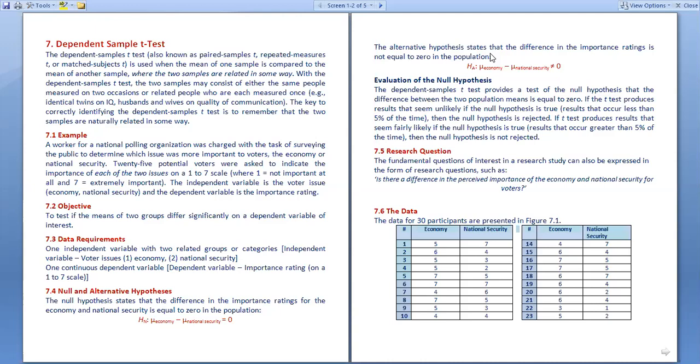A worker for a national polling organization was charged with the task of surveying the public to determine which issue was more important to voters, the economy or national security. 25 potential voters were asked to indicate the importance of each of the two issues on a 1 to 7 scale, where 1 is not at all important and 7 is extremely important. The independent variable is the voter issue, that is economy or national security, and the dependent variable is the importance rating.